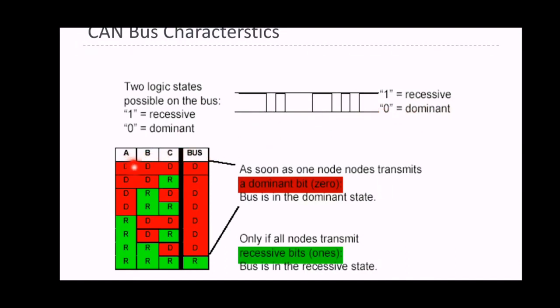If three nodes are there, dominant, dominant, dominant, obviously the result will be dominant, because if one is zero and the other two are one, the result is also zero, as it is an AND logic. In the same way, zero, zero gives zero. It will be 1 only when all three, A, B, C, are 1. As soon as one node transmits the dominant bit, that is 0, the bus is in the dominant state. Only if all nodes transmit the recessive bits will the bus be in the recessive state.